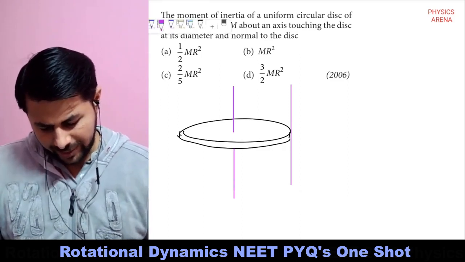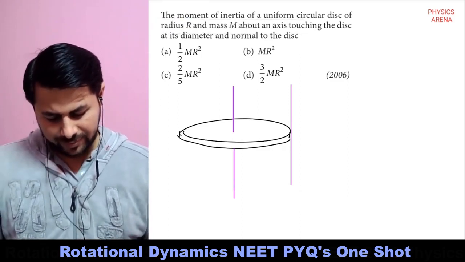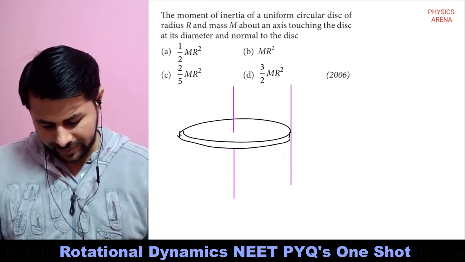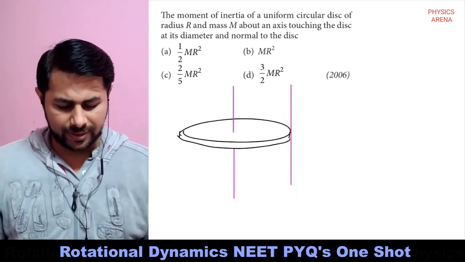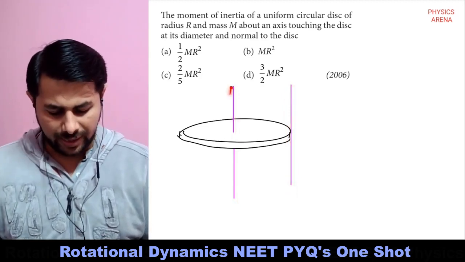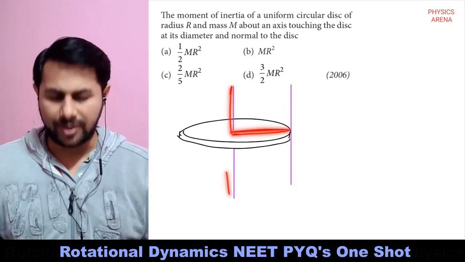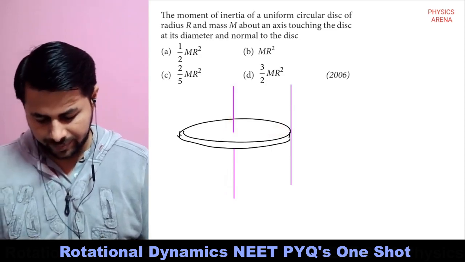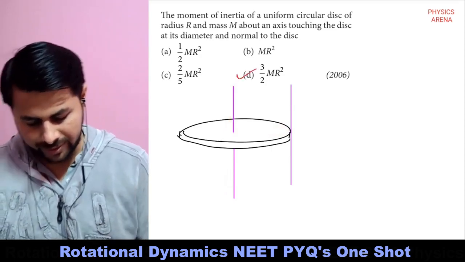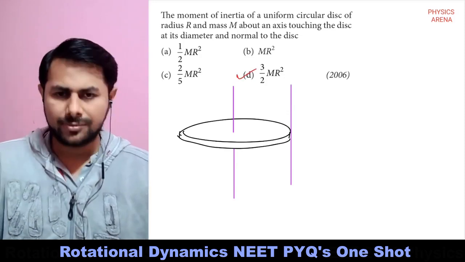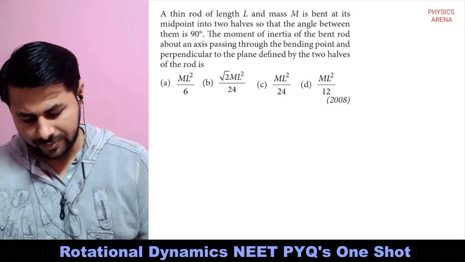So it will be 3 by 2 MR square. For this axis, it is MR square upon 2. For this axis, it is how much? MR square upon 2 plus MR square, using the parallel axis theorem. So it is 3 by 2 MR square. This is the answer. Let's see the next question.